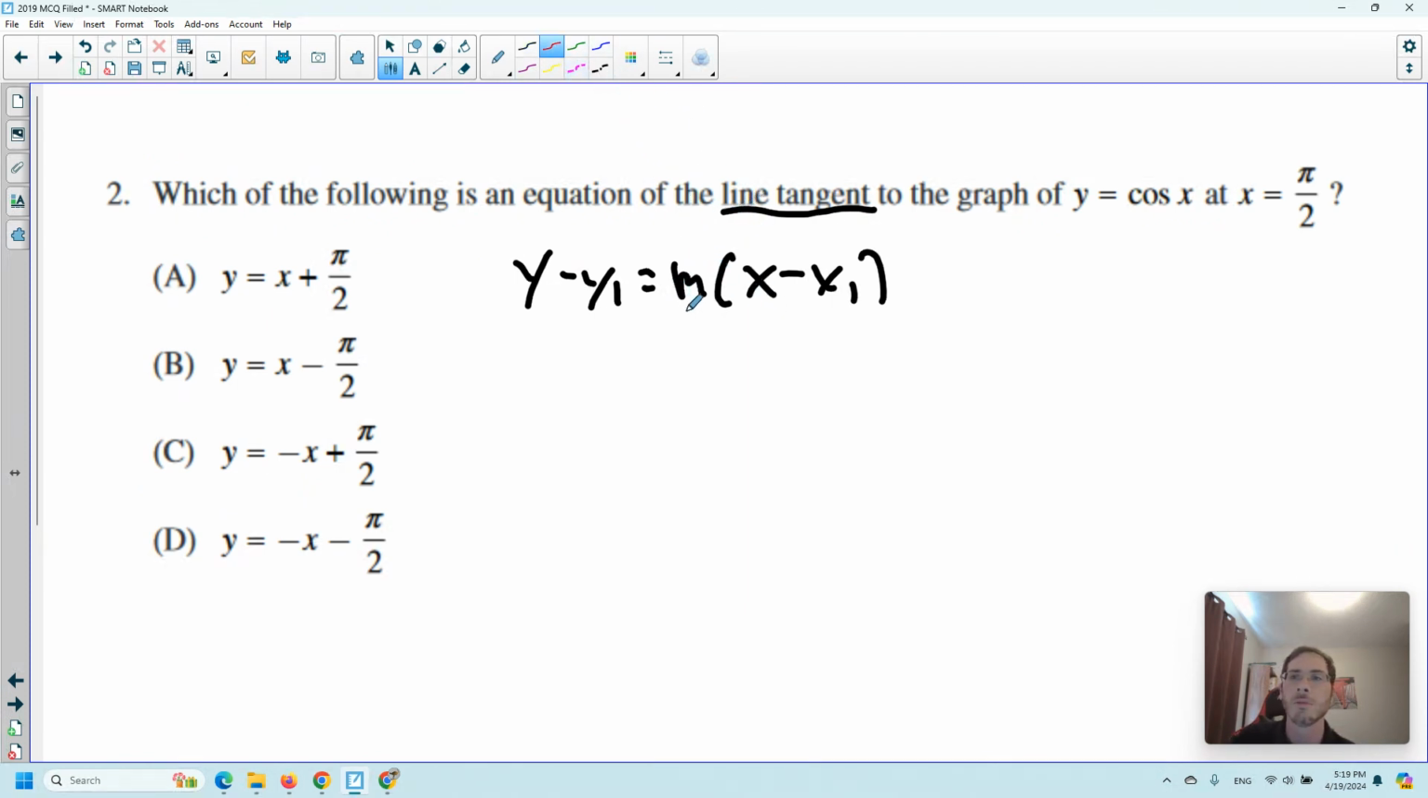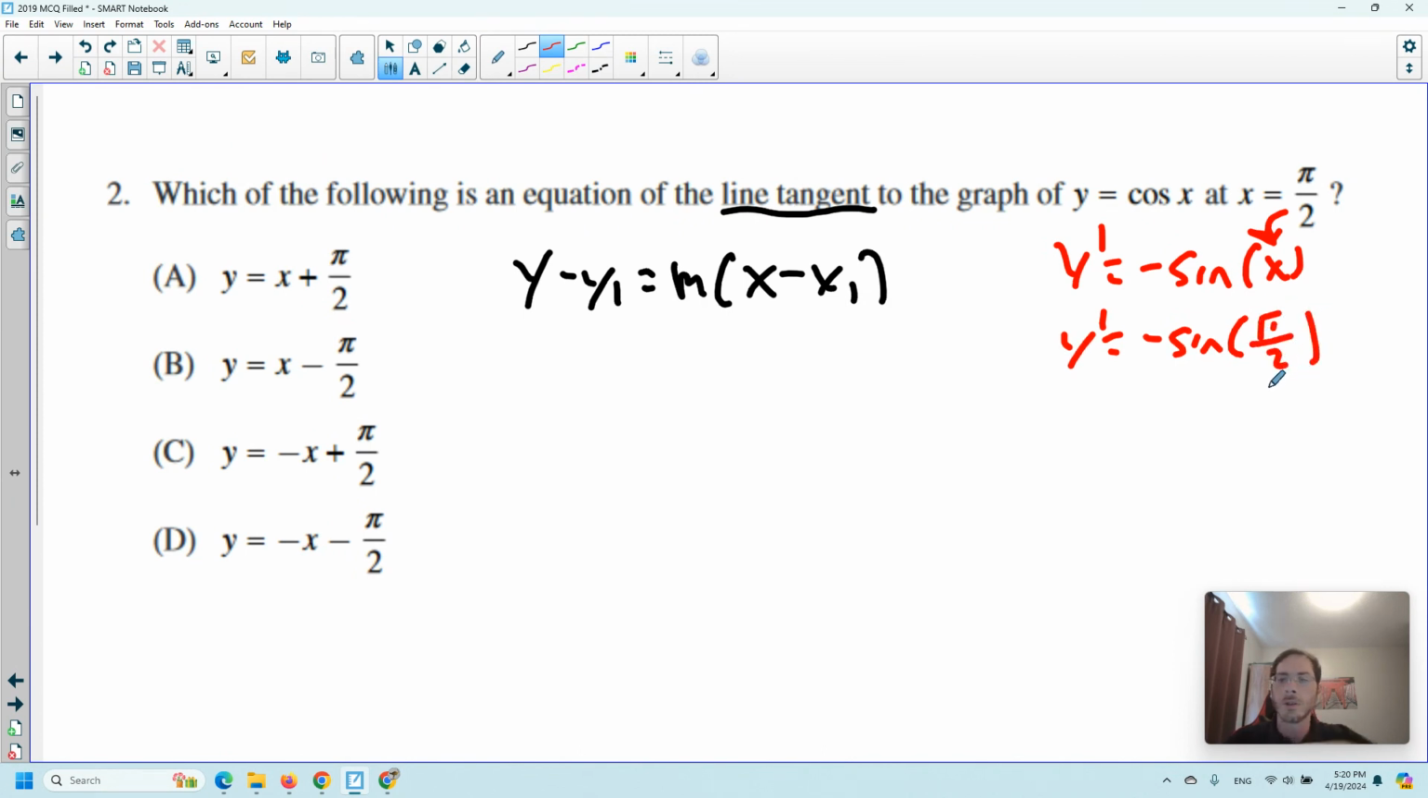So to get m, we have to get the derivative. So y is cosine of x. So to get y prime, we have to take the derivative of cosine, which is negative sine of x. And we're going to plug in this pi over 2. If we do that, y prime at pi over 2 is negative sine of pi over 2. So we know sine of pi over 2 is straight up and down, so y prime is equal to negative 1.